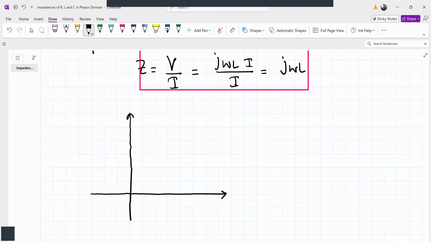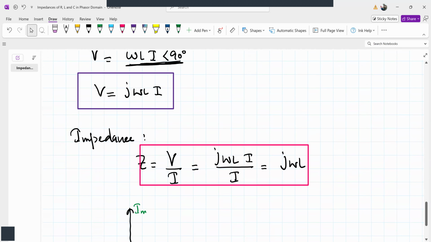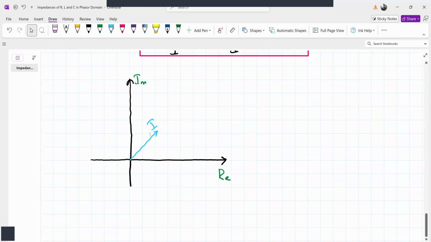This is the imaginary axis. This is the real axis and imaginary axis. So if I say the current phasor is in this direction, this is the I phasor. Now where will be the V phasor? The V phasor is leading the current by 90 degrees. So V phasor will be in this direction, ahead of this by 90 degrees. So this will be the direction of the V phasor. That's the meaning of it being ahead of this by 90 degrees.